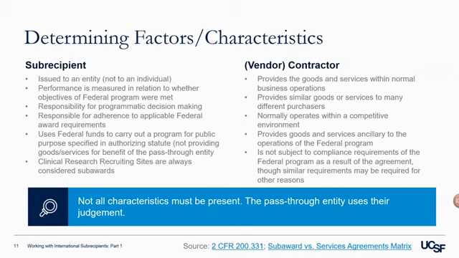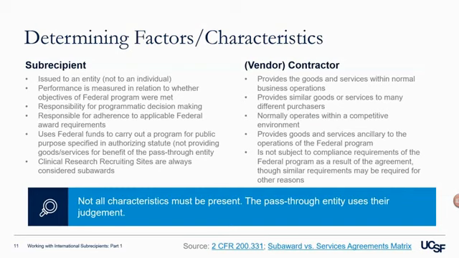A contractor provides goods and services within normal business operations, provides similar goods and services to many different purchasers, normally operates in a competitive environment, provides goods or services that are ancillary to the operation of the federal program, and is not subject to compliance requirements of the federal program as a result of the agreement. Though similar requirements may apply, it's not for the same reasons.